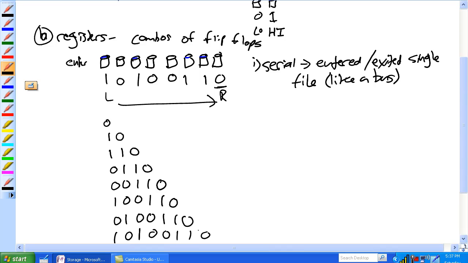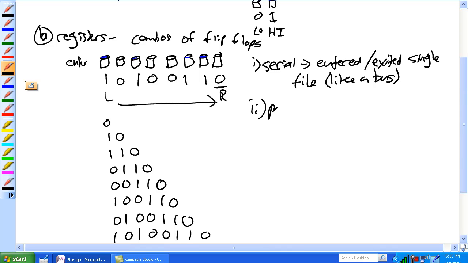10100110. Okay? So basically that's a shift register, excuse me. Well, it is a shift register. A serial shift register. Basically it's entering and exiting one after another. Okay? We should have done a 4-bit register.